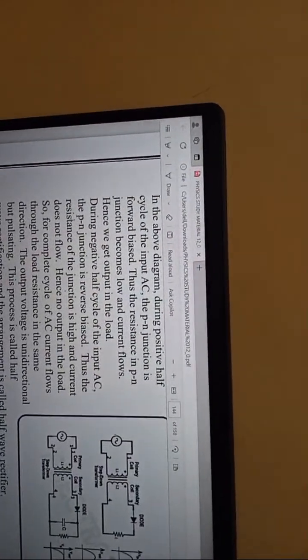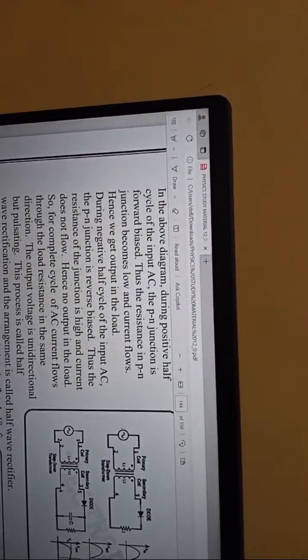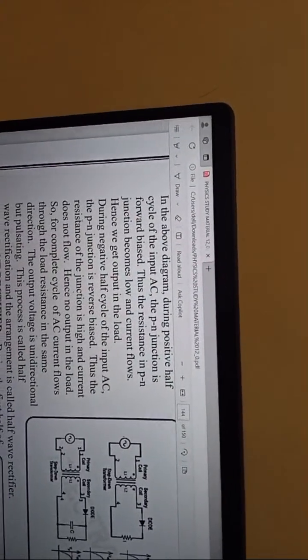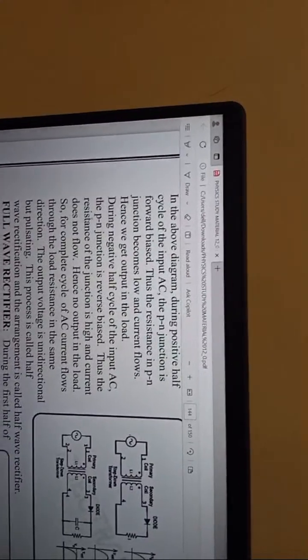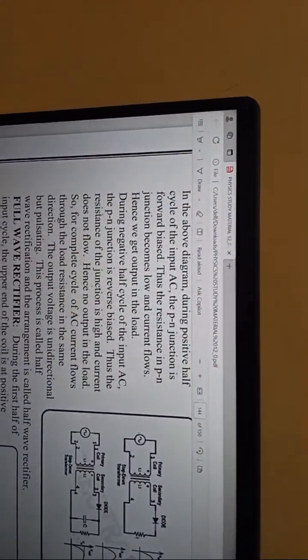During negative half cycle of the input AC, the PN junction is reverse biased. Thus, the resistance of the junction is high and the current does not flow. Hence, no output in the load.